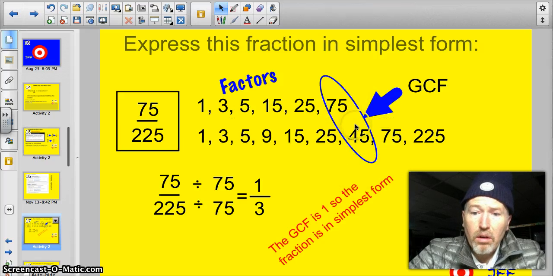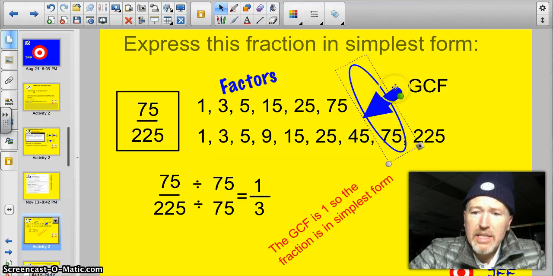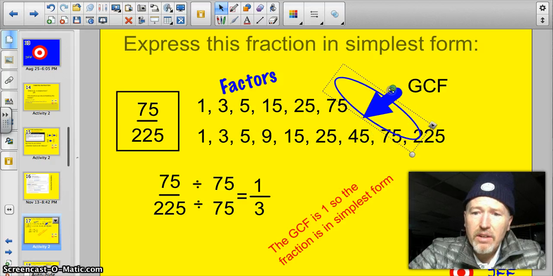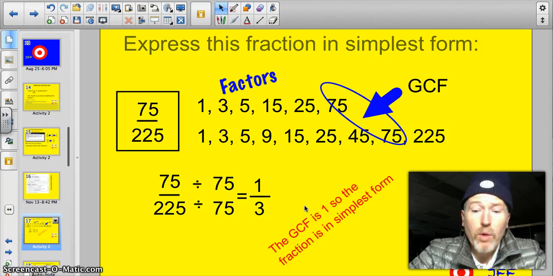So by reducing automatically by 75, I did it in one step. 75 divided by 75 is 1, 225 divided by 75 is 3, 1/3. 1 is my greatest common factor of both numerator and denominator, I'm done.